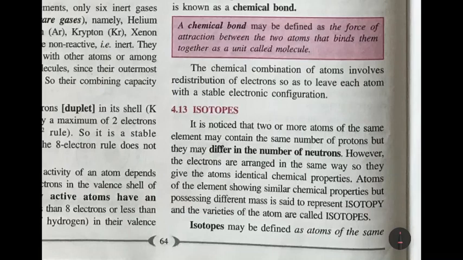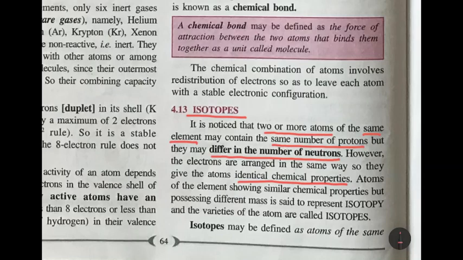To continue with atomic structure and chemical bonding, today we will start from isotopes. It has been noticed that sometimes two or more atoms of the same element contain the same number of protons, but a different number of neutrons. So the electrons are arranged in the same way, which gives the atoms the same chemical properties, because you know the chemical properties depend on the number of electrons, which is equal to the number of protons.